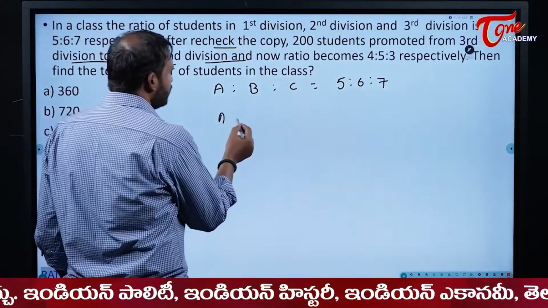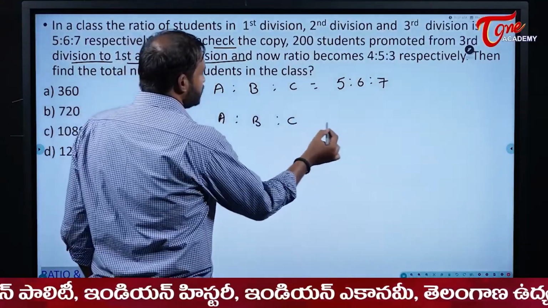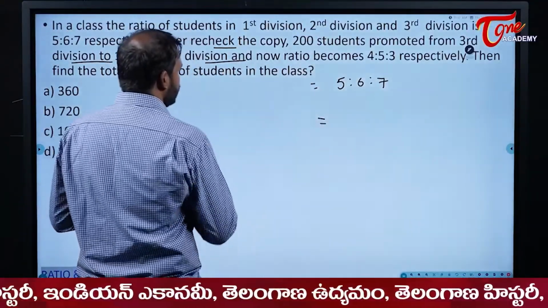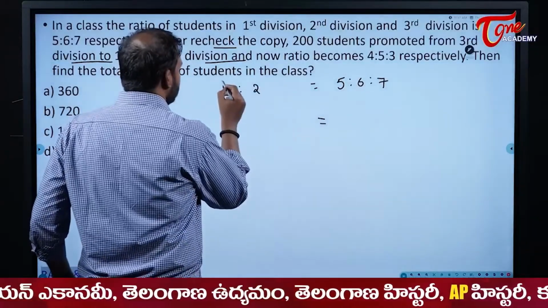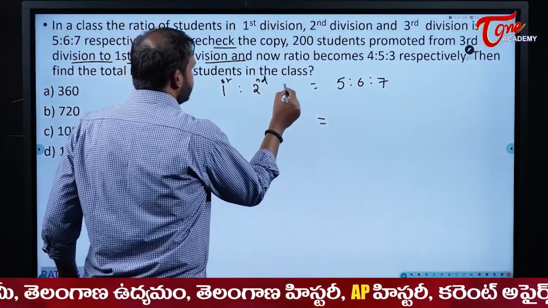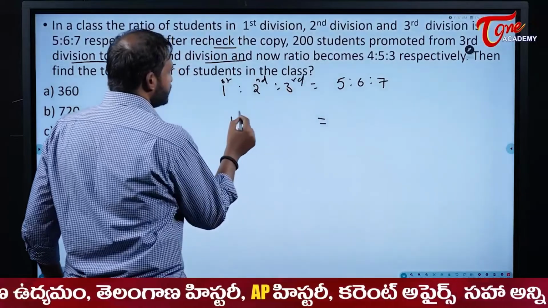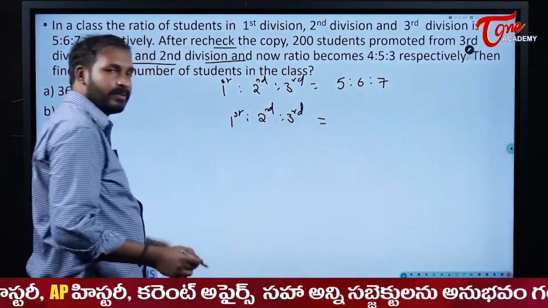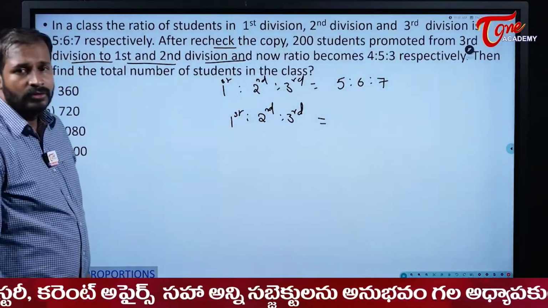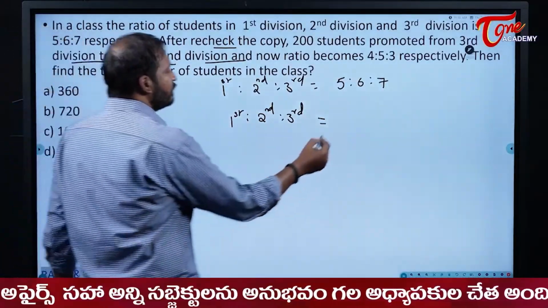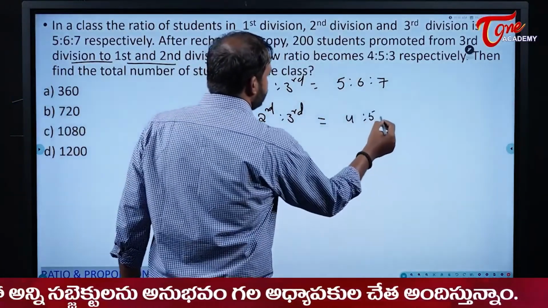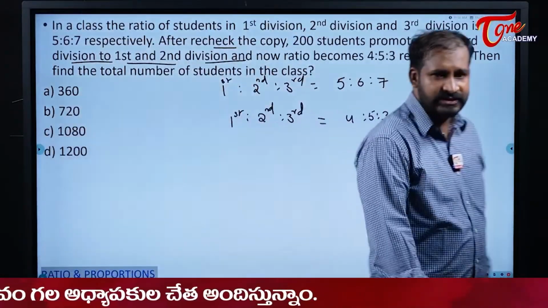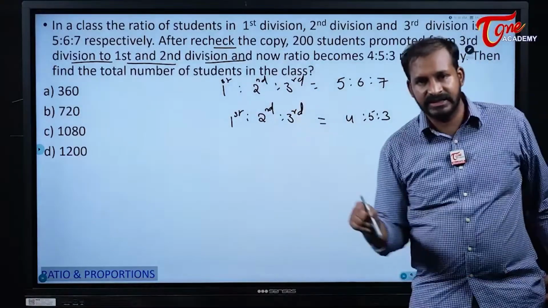That means after 200 students left from this, instead of ABC, for better understanding we will write 1, 2, 3 only. First, second, third division, and similarly first, second and third division. So after 200 were promoted from 3 to 2 and 1, the ratio became 4:5:3. Remember this one thing, students, this one is similar to our previous questions where the money is divided.